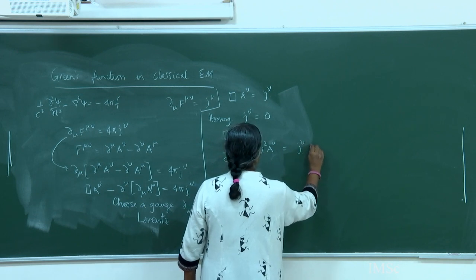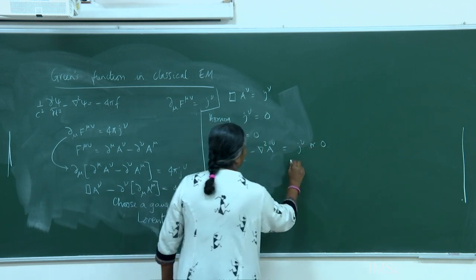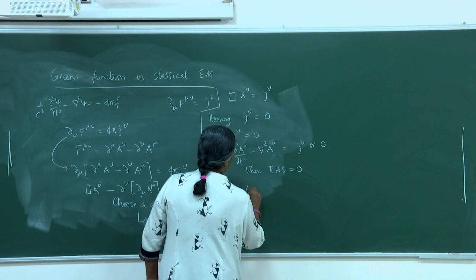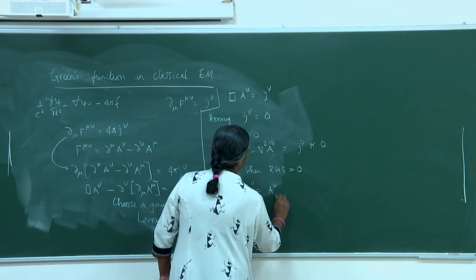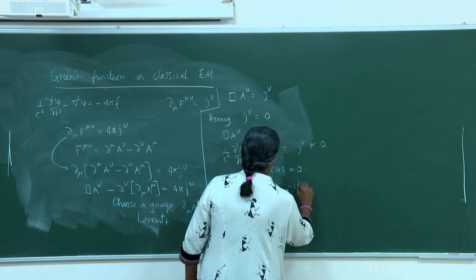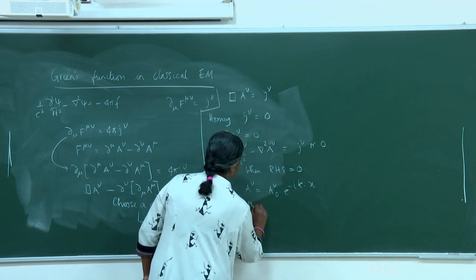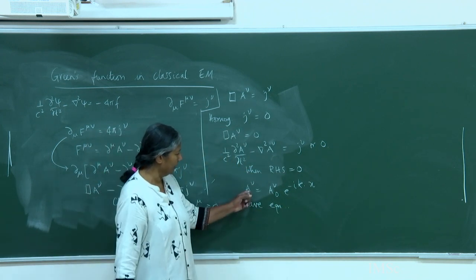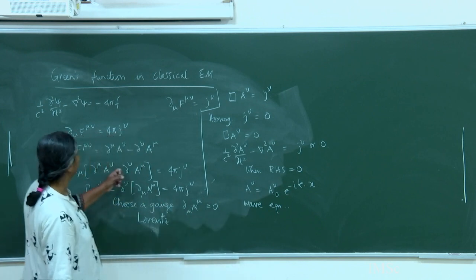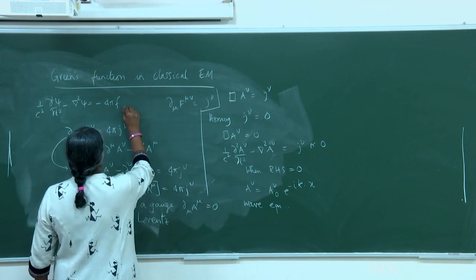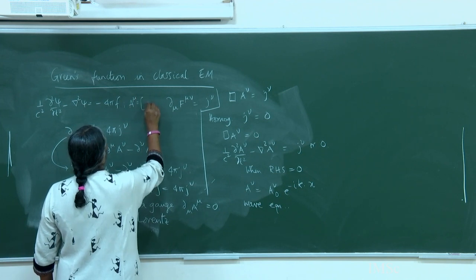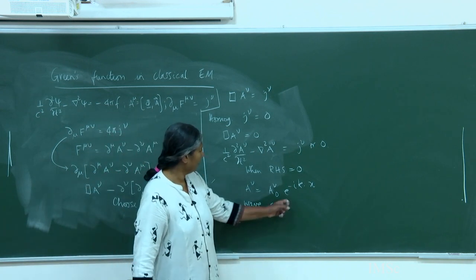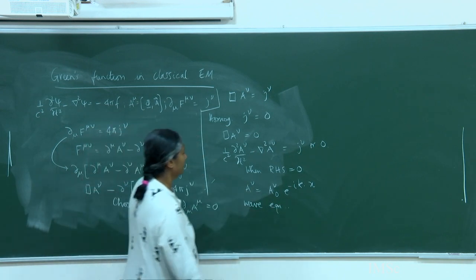Box A nu is equal to j nu or 0, and when the RHS equals 0, A nu is equal to A nu 0 e to the minus i k dot x, right. So I have a wave, this is the wave equation because the solution is a wave. So this is a wave whether it is in A0 which is phi, and k and x are 4 vectors.